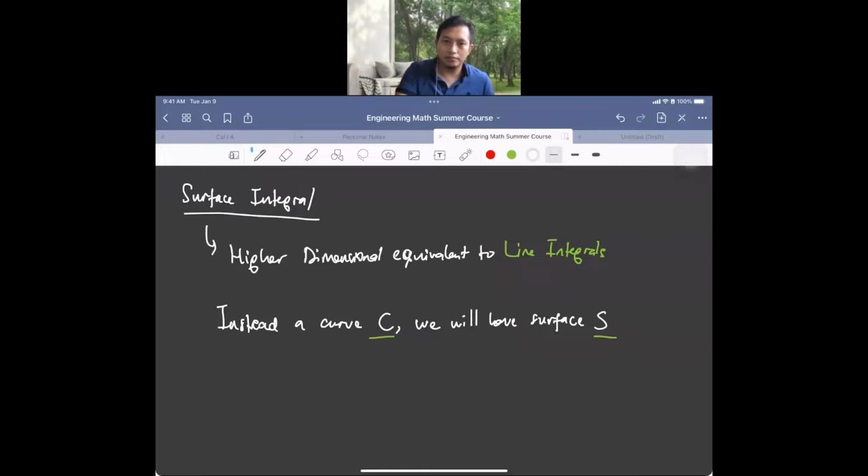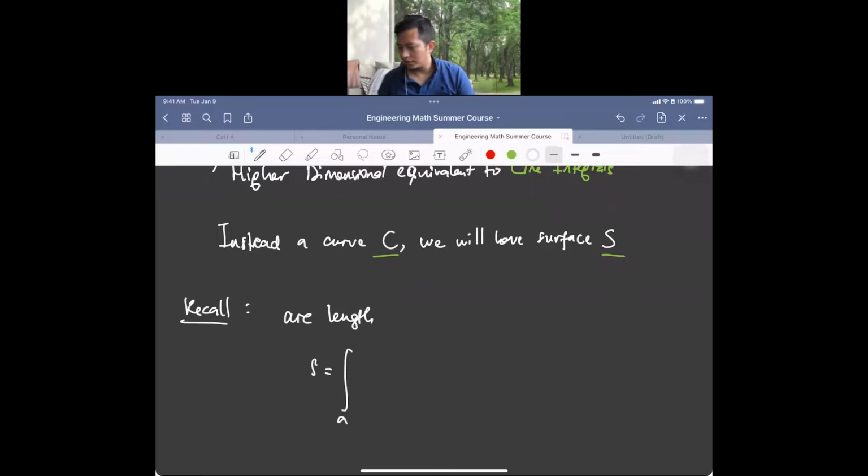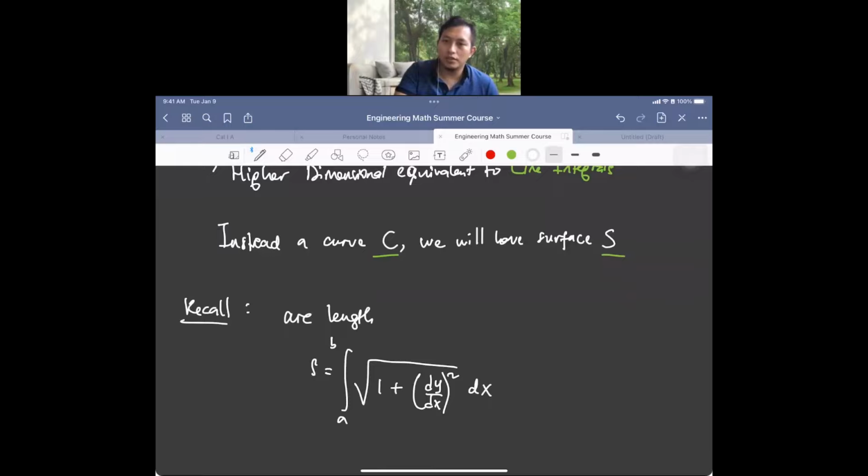Okay, let me just give you the idea. Recall the arc length, if we have interval AB on the x-axis. This is our arc length. So if arc length is one problem, then the counterpart is to find the area of that portion of the surface S, given by some function of two variables. Okay.